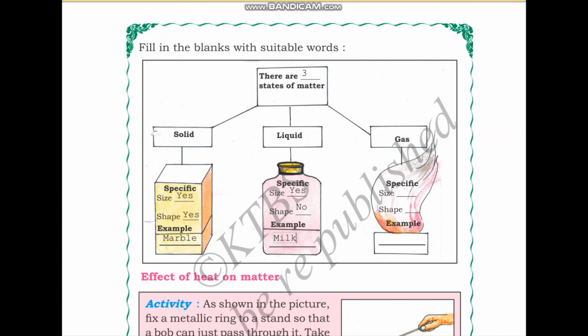Okay. Finally, gas. Does it have specific size? We saw that smoke will occupy the entire jar and it does not have any specific size. So the answer is no. Does it have specific shape? No. It will take the shape of the entire container. So gases have no specific shape and no specific size also. Give an example for a gas. I will give smoke as an example. You can give your own example.